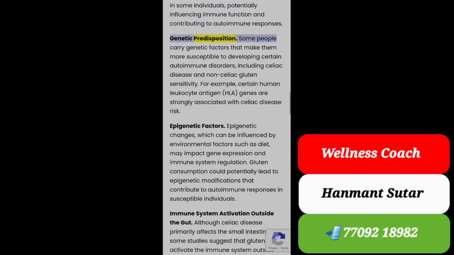Genetic predisposition. Some people carry genetic factors that make them more susceptible to developing certain autoimmune disorders, including celiac disease and non-celiac gluten sensitivity. For example, certain human leukocyte antigen (HLA) genes are strongly associated with celiac disease risk.